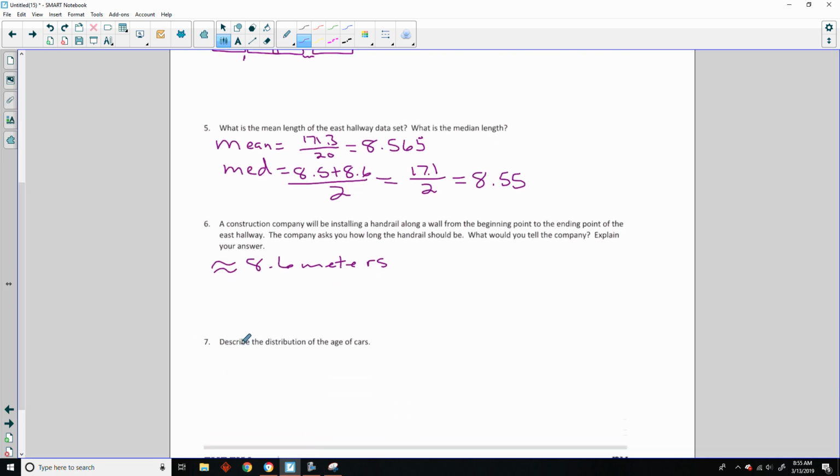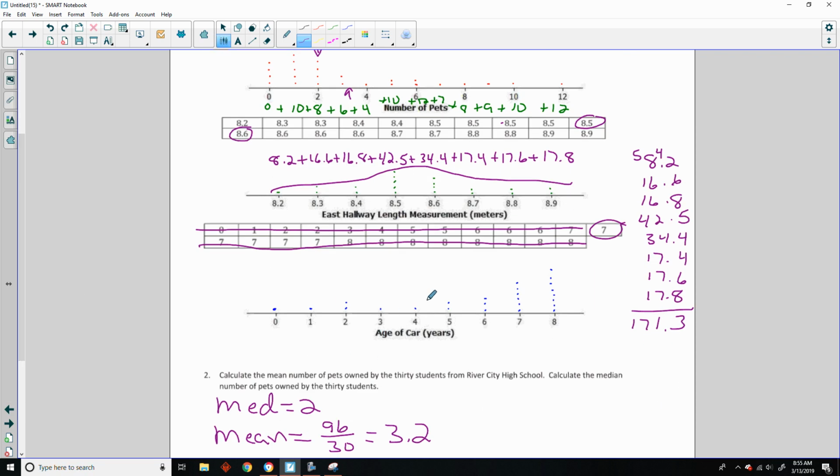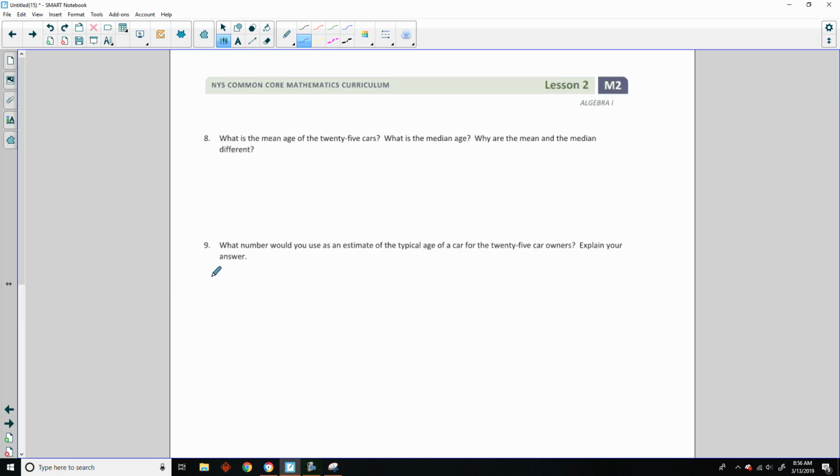Number 7 says to describe the distribution of the age of the cars. So when I look at the age of the cars, we want to look at the graph. It is definitely skewed left. We have data building up on the right. Cars are older, so it is definitely skewed. Okay, so that's what I'd say about that, skewed left. The next problem says, what is the mean age of 25 cars and what's the median?